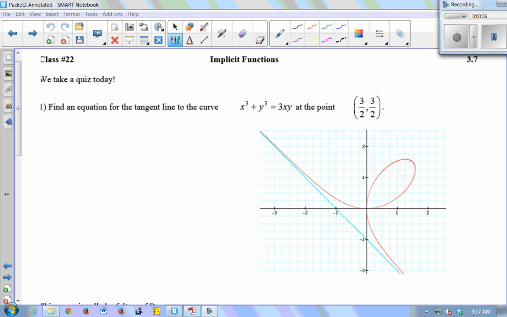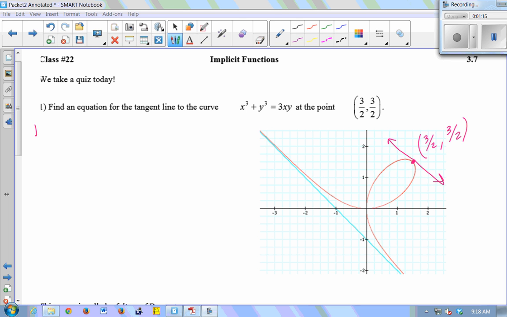So (3/2, 3/2) is right here, and I'm looking for the equation of this tangent line. I need two things to find the equation of a tangent line. What do I need? A slope and a point, and then I can find the y-intercept using the point. I have a point, (3/2, 3/2), that's on my line. And I need the slope of the line, which I find by getting what? The derivative at the point. So I need dy/dx at the point (3/2, 3/2).